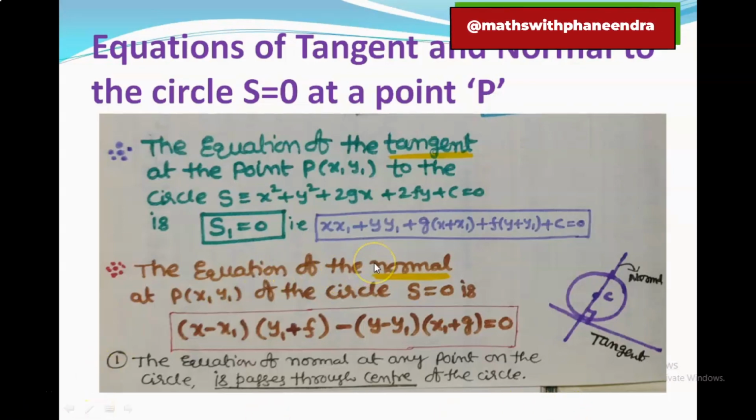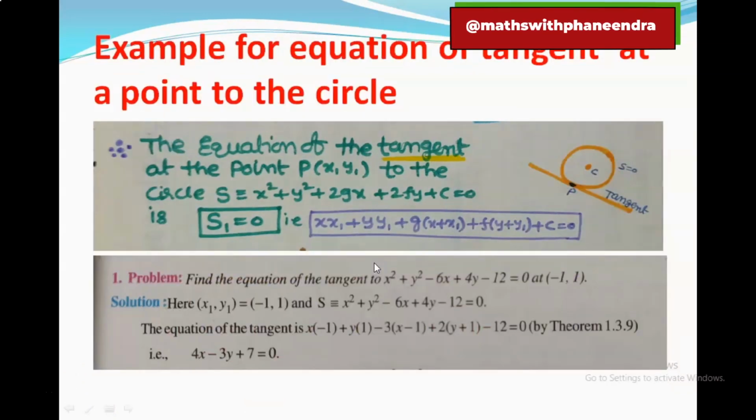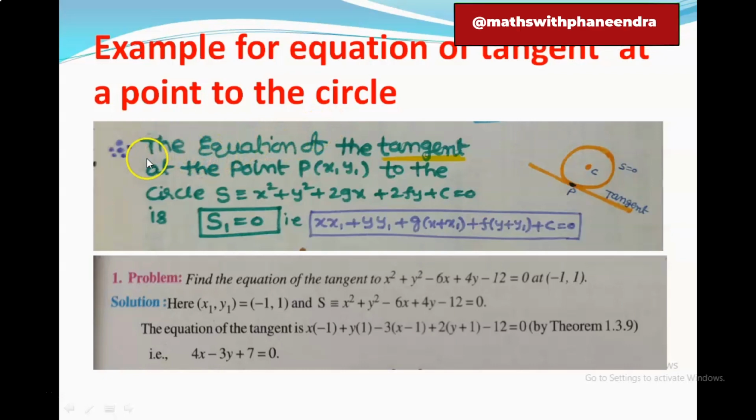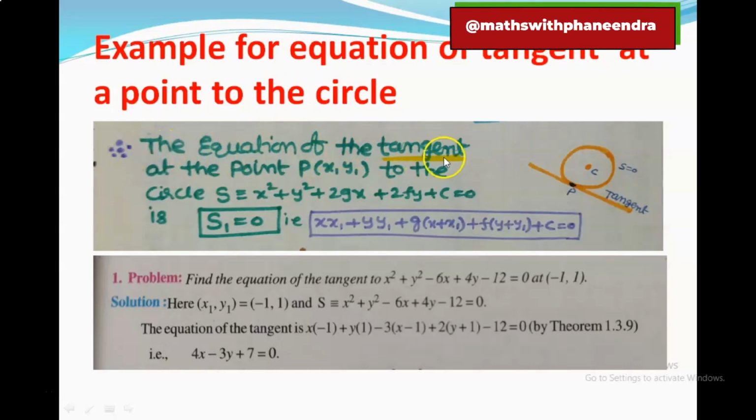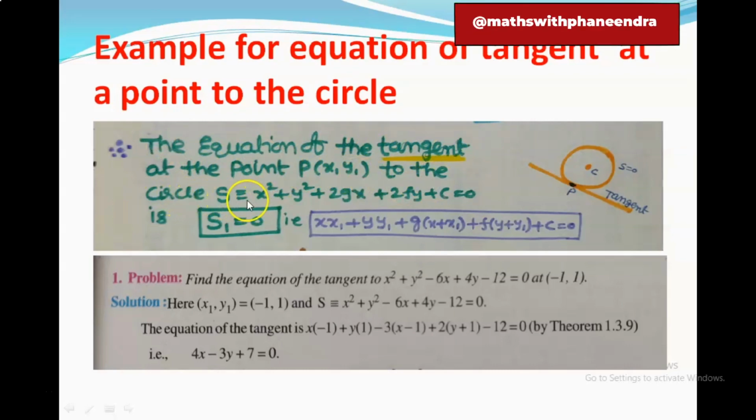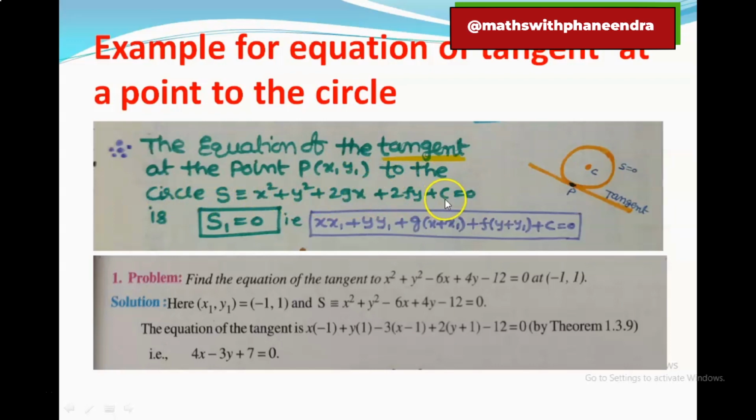We move to the next concept. We will give an example for the equation of tangent at a point to the circle. Once again we recollect the formula for the equation of tangent. The equation of the tangent at the point P(x1, y1) to the circle S = x² + y² + 2gx + 2fy + c = 0 is S1 = 0. What is S1? x·x1 + y·y1 + g(x + x1) + f(y + y1) + c = 0.